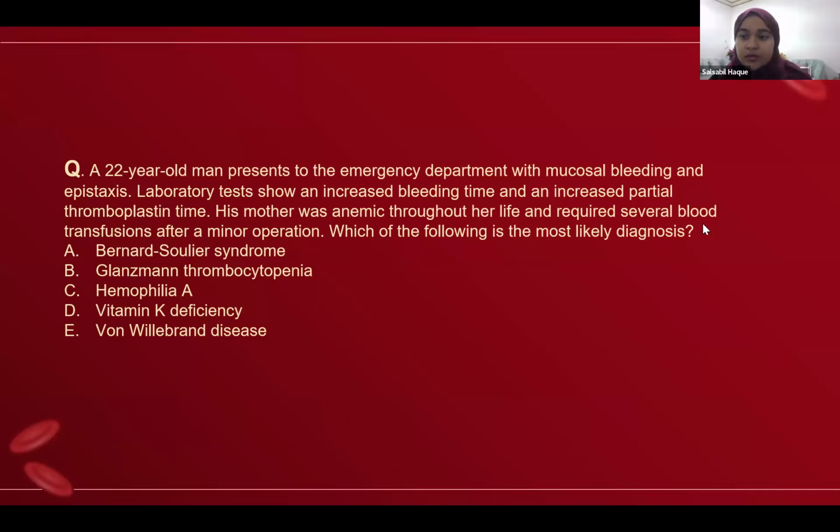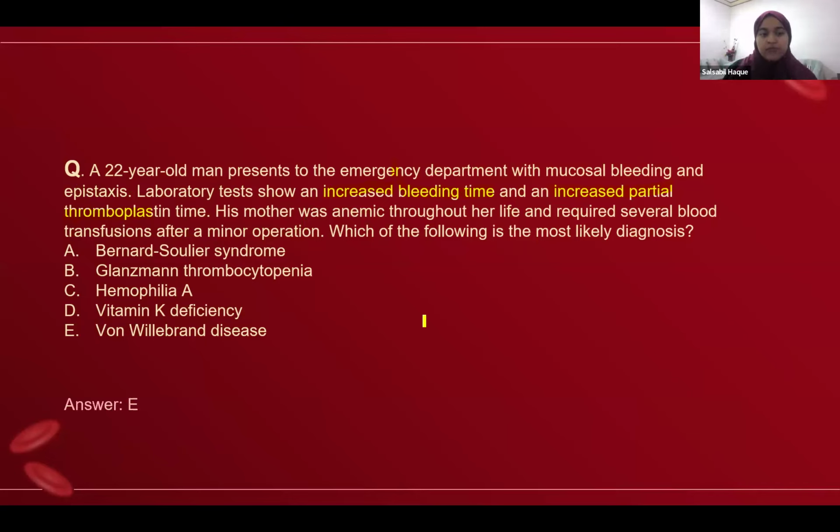Okay, so you mentioned E, correct? It is E. So let's go over the case. A 22-year-old man presents to the ER with mucosal bleeding and epistaxis. He shows increased bleeding time and increased partial thromboplastin time. The mother was anemic throughout her life, so we're thinking this is something inherited, and she required several blood transfusions after a minor operation. Which of the following is the most likely diagnosis?